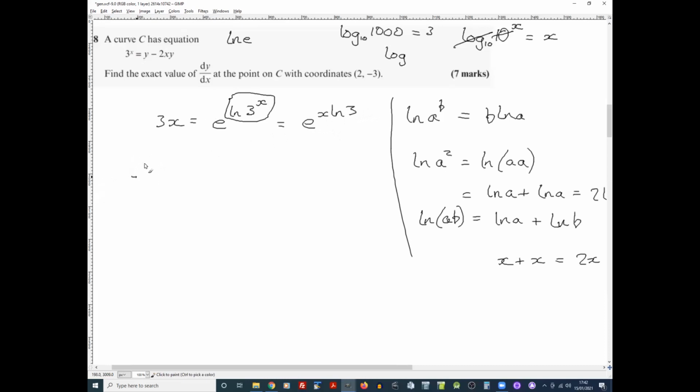We've got e to the x log 3. I'm putting the x before the log 3 so that we don't have to put log 3 in brackets, which wouldn't hurt. And now we've got this equation, which we're going to differentiate implicitly. In other words, even though we haven't got y as an explicit function of x, we're going to differentiate term by term.